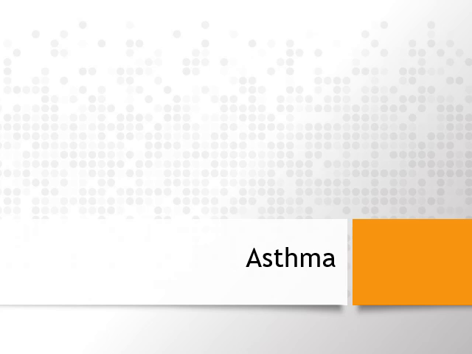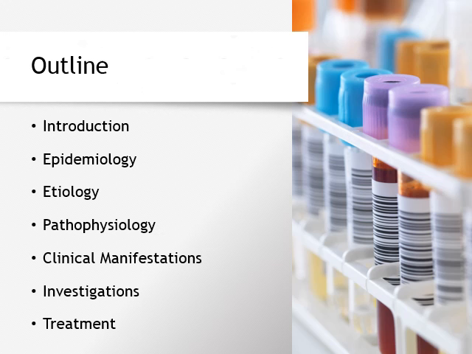So firstly, we are starting with asthma. This is the outline for discussion on asthma. This includes introduction of asthma, epidemiology, its etiology, pathophysiology, clinical manifestations, investigations, and treatment.